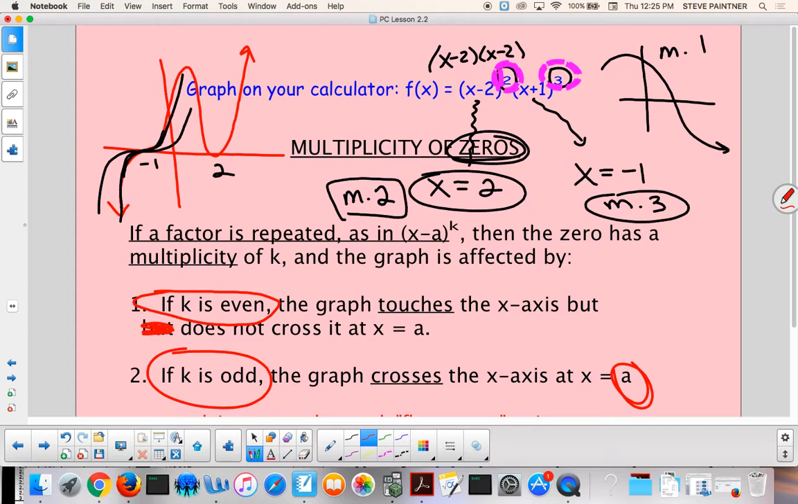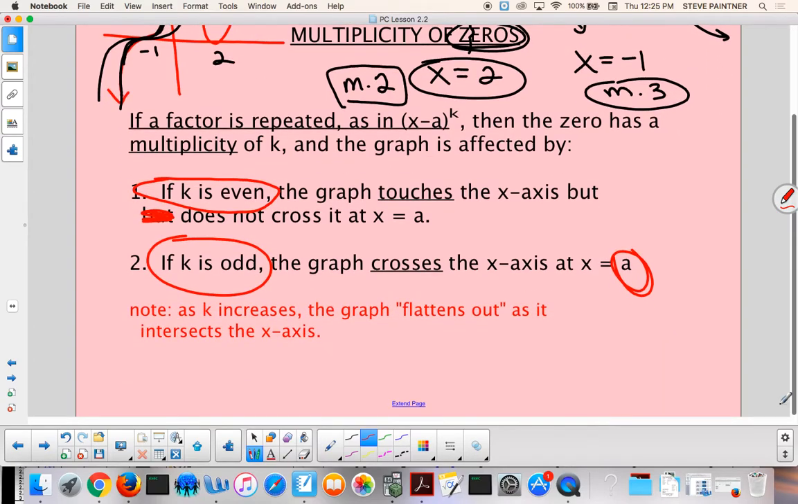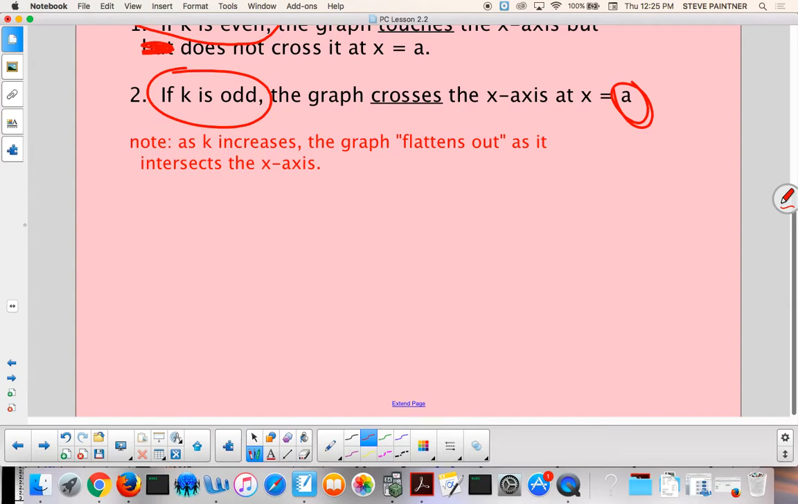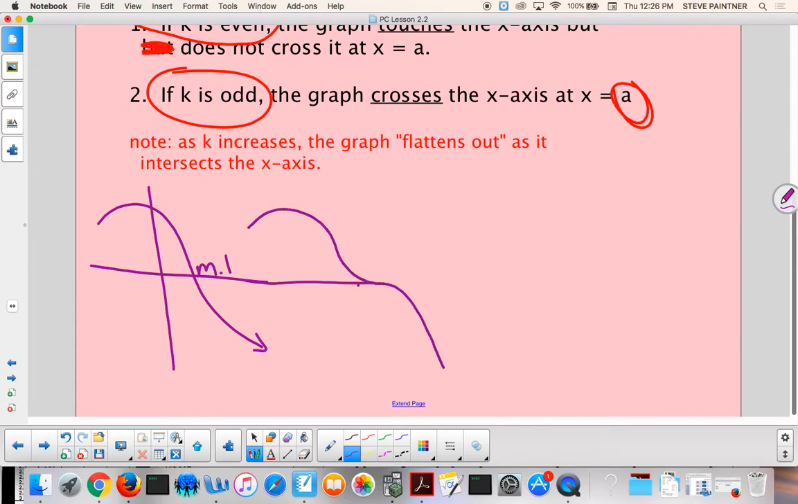Oh, and then there's another note down here. Note, as k increases, gets larger and larger, the graph flattens out as it intersects the x-axis. And you might want to do this. Maybe go like this. That's a multiplicity of 1. This is a multiplicity of maybe 3. This is a multiplicity of maybe 5. Hey guys, you're kind of guessing with 5 and 7. Most of the time, if I see a little sway like that, I go with this.